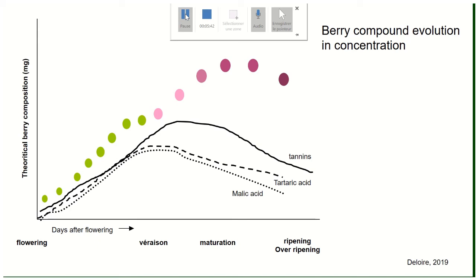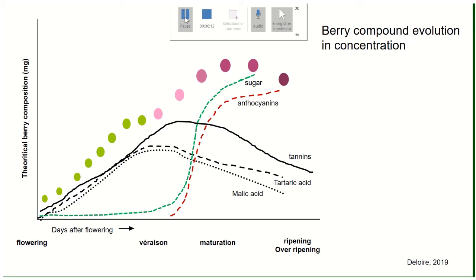Same applies for tartaric acid. And obviously for malic acid, now it's a complex equation between dilution and respiration. Of course, from the berry softening onwards, veraison, you still have the accumulation of sugar. In parallel, you have accumulation of water, so the volume of the berries will increase, and you have the biosynthesis of anthocyanins in the skin, as I already said.